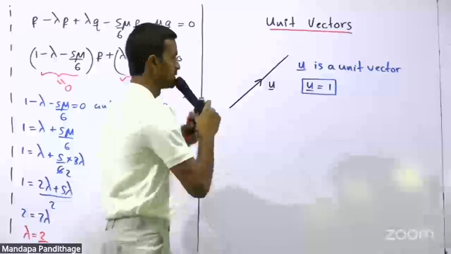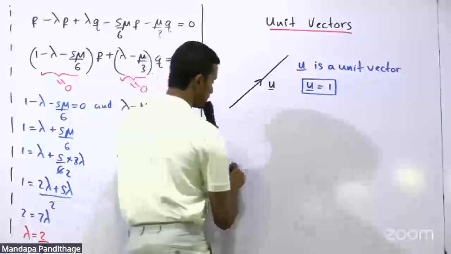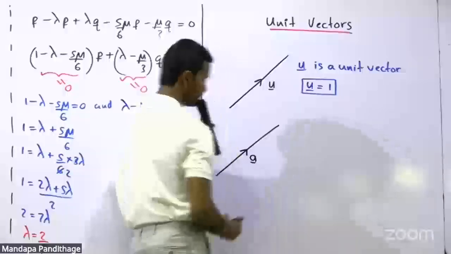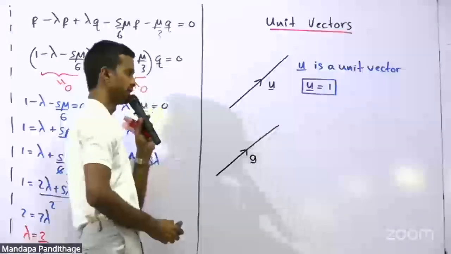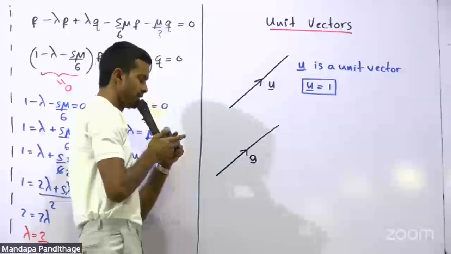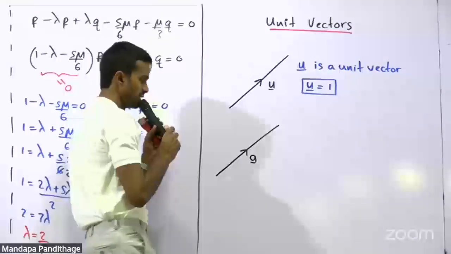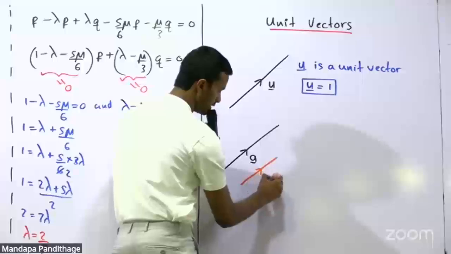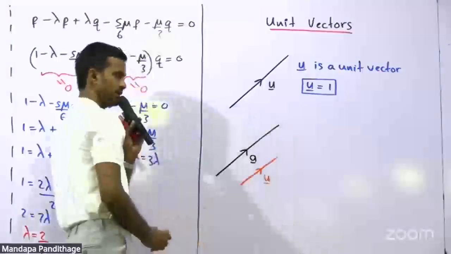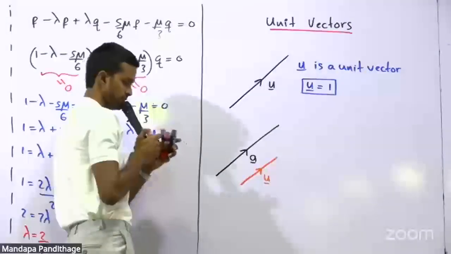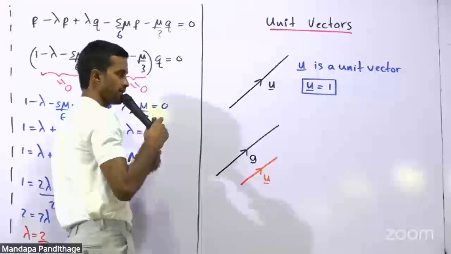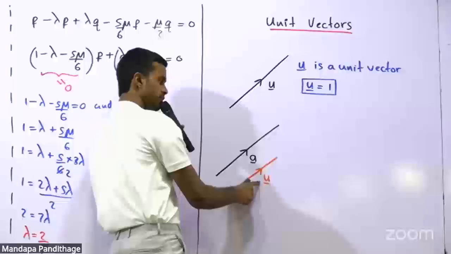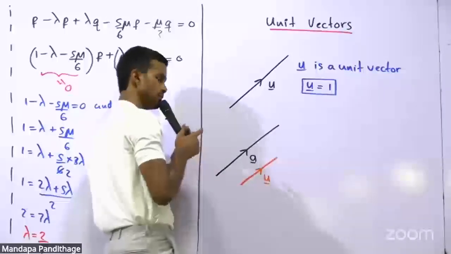Okay. And now let's say we have this vector A, and I need to find the unit vector to the direction of vector A. Now look at this. We have this vector A, and I'm taking the unit vector to the direction of A as u.